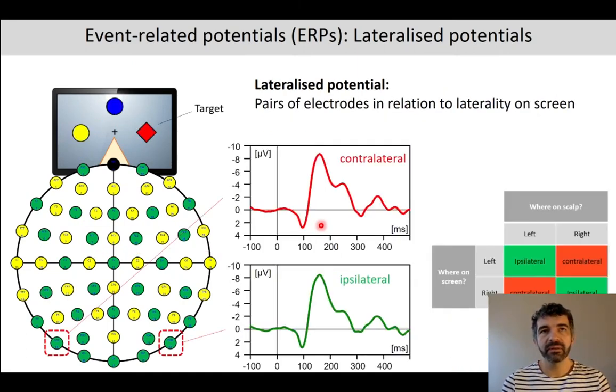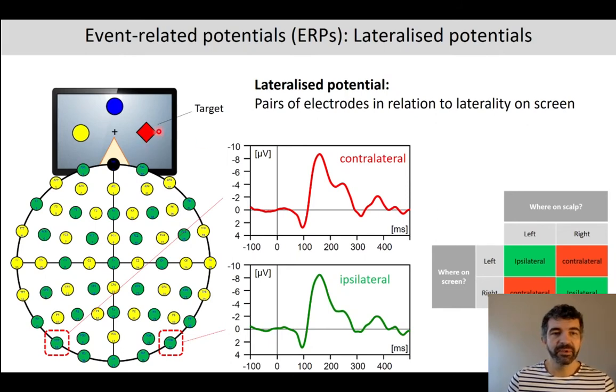Now, a lot of experimental questions we have in psychology are related to lateralized processing. So, for example, when you see a target on the right hand side of the screen, there is actually a lateralized processing of that stimulus. So we need to also look at lateralized potentials in the EEG signal if we want to fully exploit the EEG data and gain as much knowledge as possible. So how do we do this?